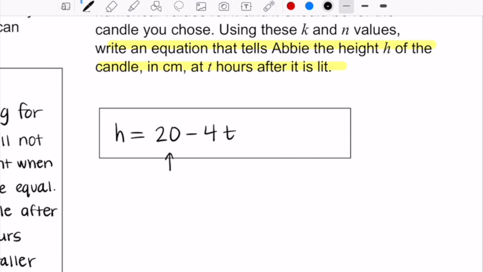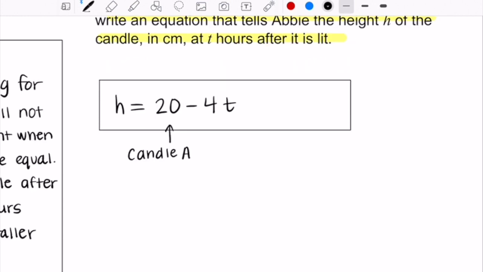On your notes today, I want you to add that this would be the equation for candle A. And then again, because today's notes is about getting you ready for the test, I want you to come over here.